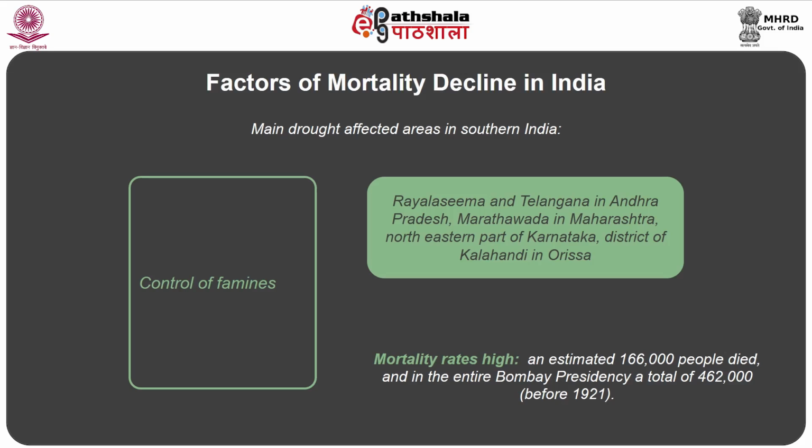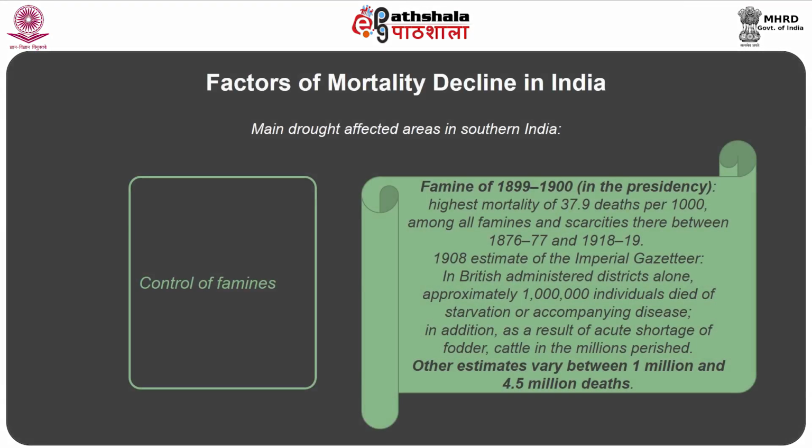In southern India, Rayalaseema and Telangana in Andhra Pradesh, Marathwada in Maharashtra, the northeastern part of Karnataka and the district of Kalahandi in Orissa are mainly regarded as drought affected areas of the country, and the resulting mortality in these places is very high. An estimated 1,66,000 people died, and in the entire Bombay Presidency a total of 4,62,000 were expected to have experienced mortality.